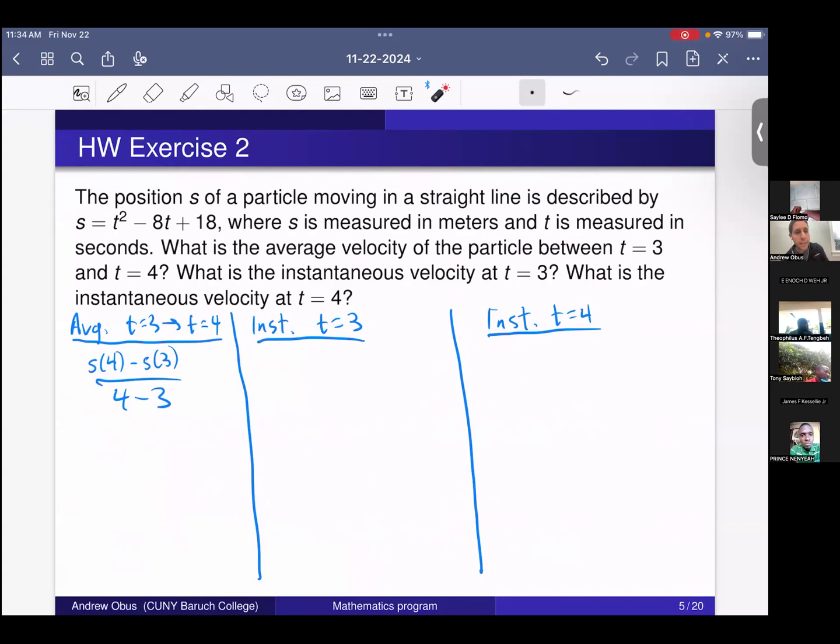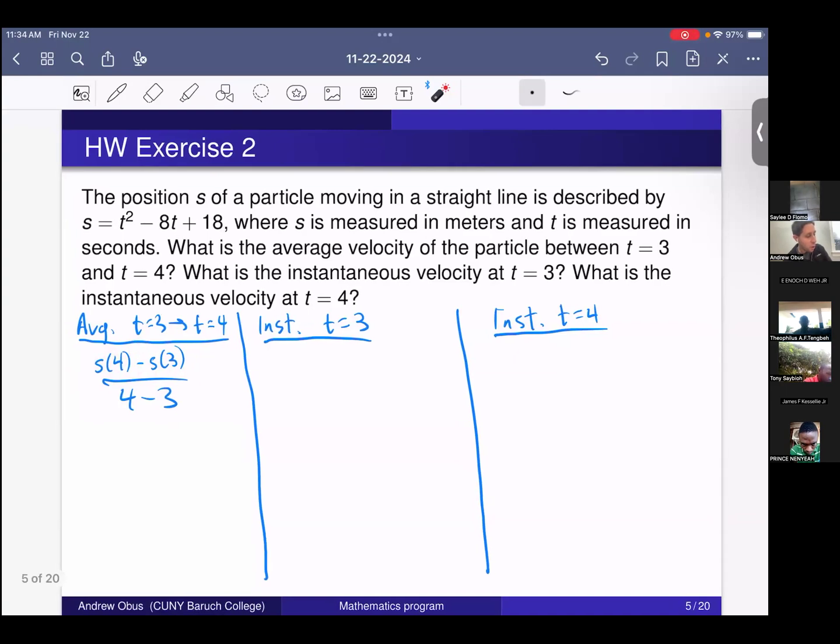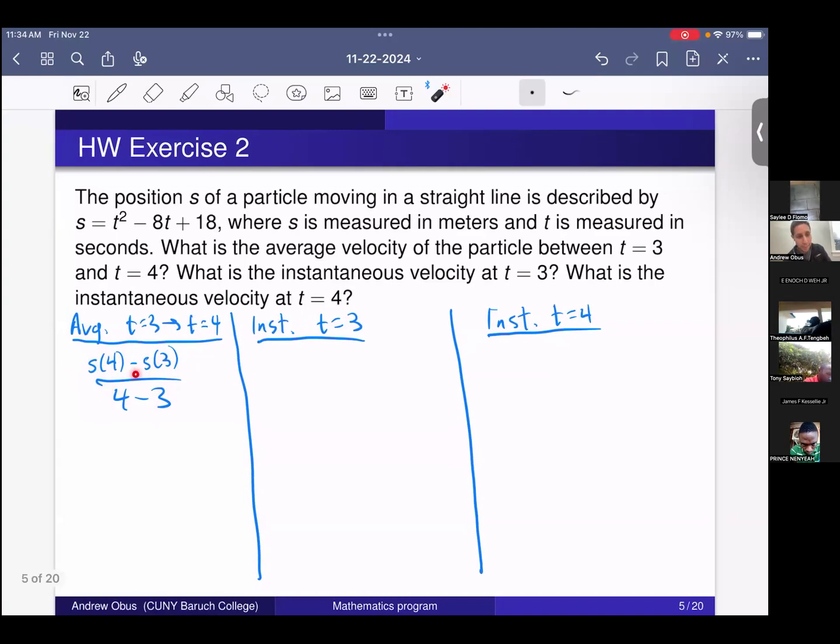So here we want to know what's the average velocity between t equals 3 and t equals 4, right? And so all that we have to do is this difference quotient, the change in position over the change in time. And so we just need to calculate what is S of 3 and what is S of 4. Well, we can do that.